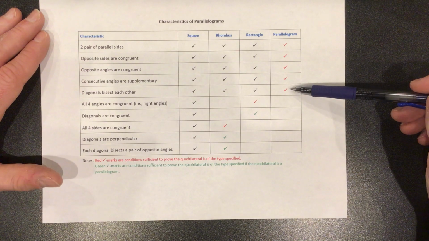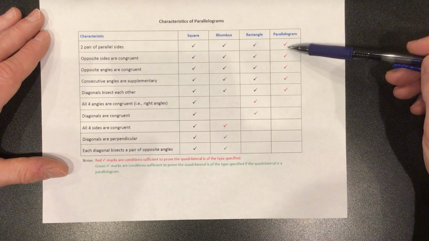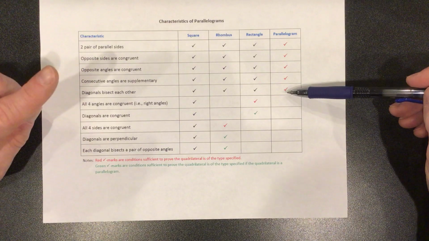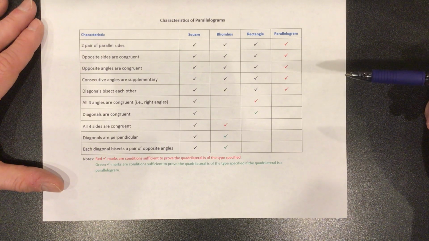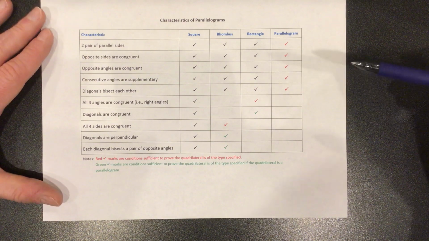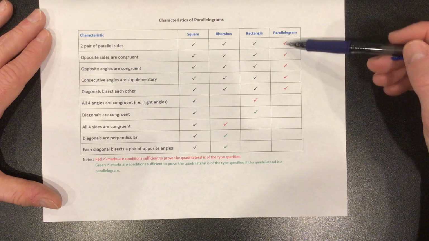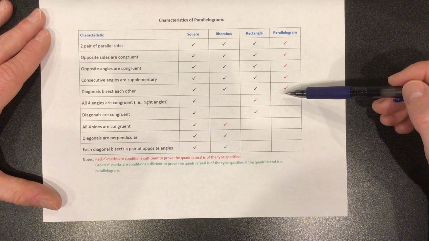And then we said there was one more way to prove a parallelogram other than these, which is to show that one pair is both congruent and parallel. And that's another way to prove something. But these are really your properties of, and the ways to prove, something is a parallelogram.